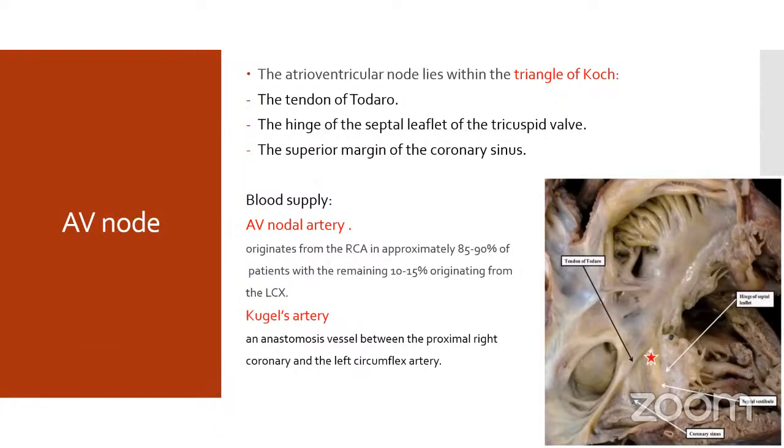The AV node receives its blood supply from the AV nodal artery, which originates from the RCA in around 85 to 90% of patients, with the remaining 10 to 15% originating from the left circ. The Kugel's artery, which is an anastomotic vessel between the proximal right coronary and left circumflex artery, runs through the base of the atrial septum, where it supplies collateral circulation to the AV node.